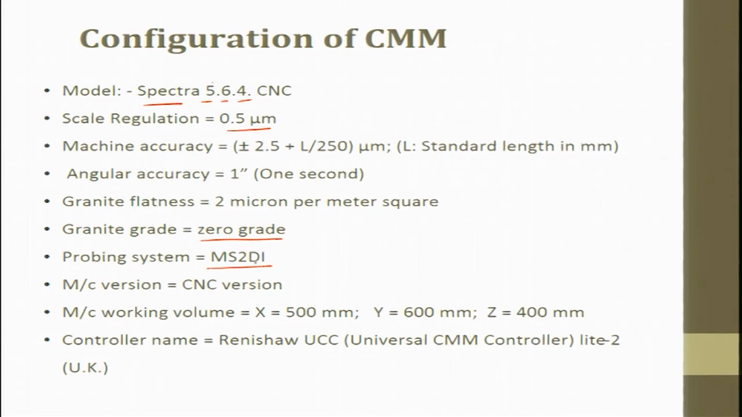So the probing system, this is the name of the probing system here. Machine version is CNC version. Machine volume is, as I said, 564. In the x direction we can move 500 mm, in the y direction 600 mm, in the z direction 400 mm. The controller is the Renishaw UCC, Universal CMM Controller Light 2, from the UK.